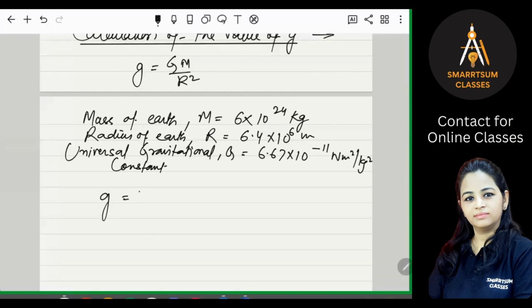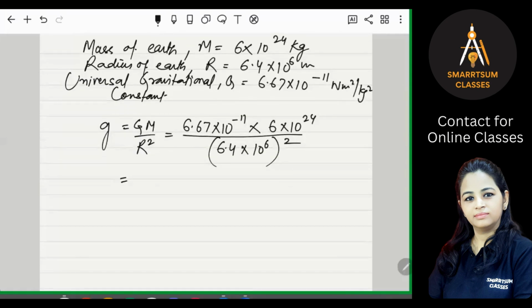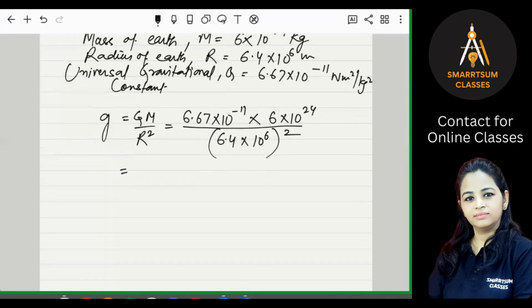So this is GM upon R squared. So this is equal to 6.67 into 10 to the power minus 11 into M, M is 6 into 10 to the power 24, upon R, R is 6.4 into 10 to the power 6, whole square. Now we will calculate this. In the same way, you have to calculate as I told you earlier. So after calculating, you will find the value of g is 9.8 meter per second square. Okay, so please calculate it. You will get it.